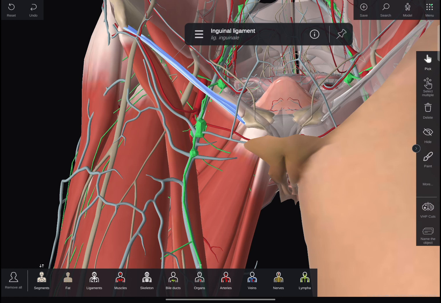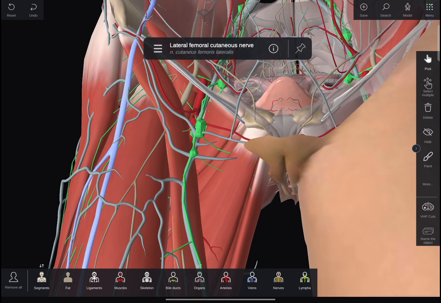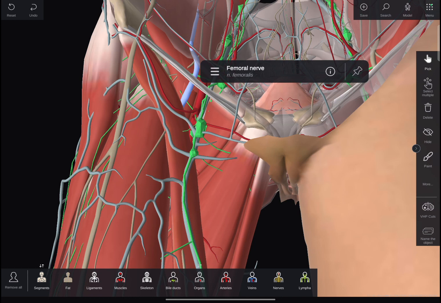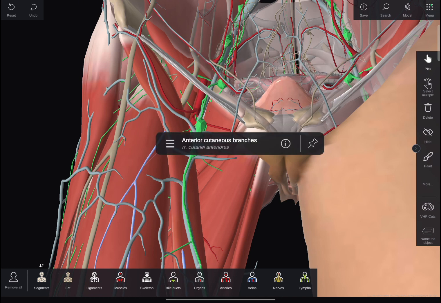The contents of this muscular space are the lateral femoral cutaneous nerve, which rises from the lumbar plexus and innervates the skin of the thigh, and the femoral nerve, which rises from the lumbar plexus and gives the anterior cutaneous nerve of the thigh, which innervates the anterior skin of the thigh, and it gives muscular branches which innervate muscles, and it continues as the saphenous nerve.